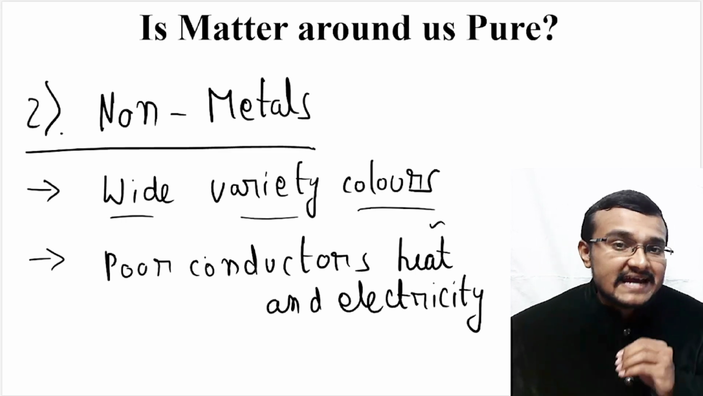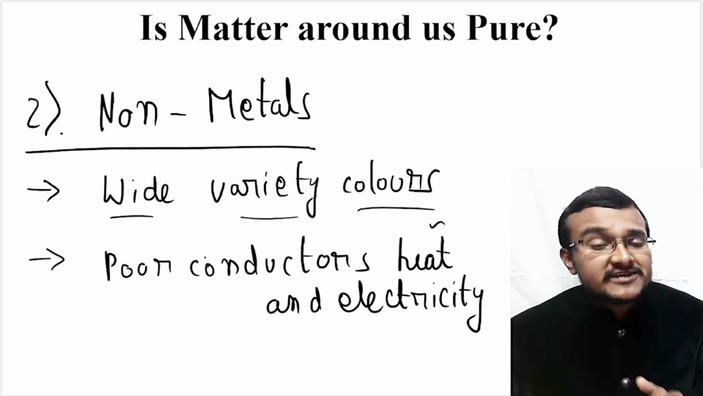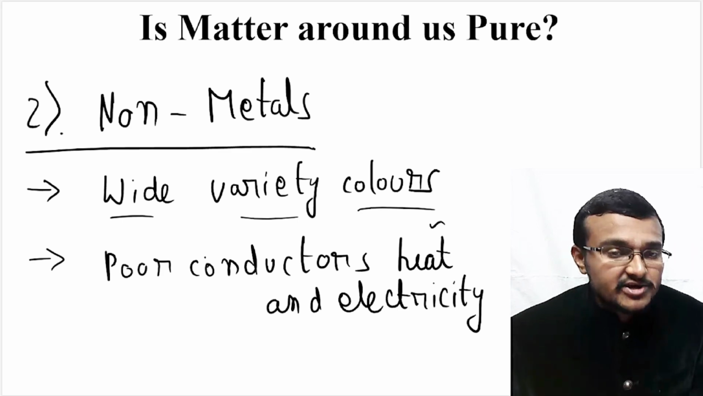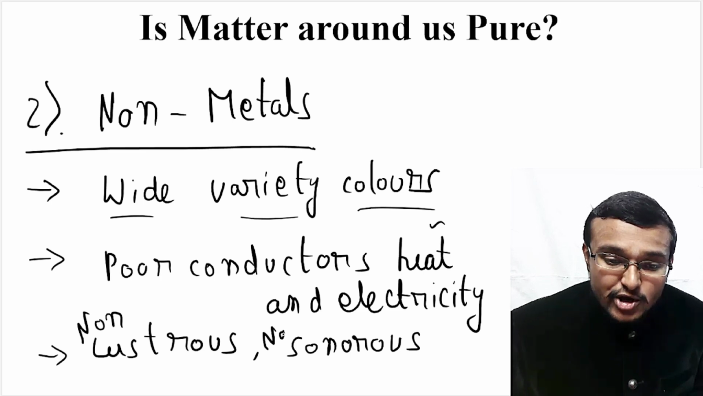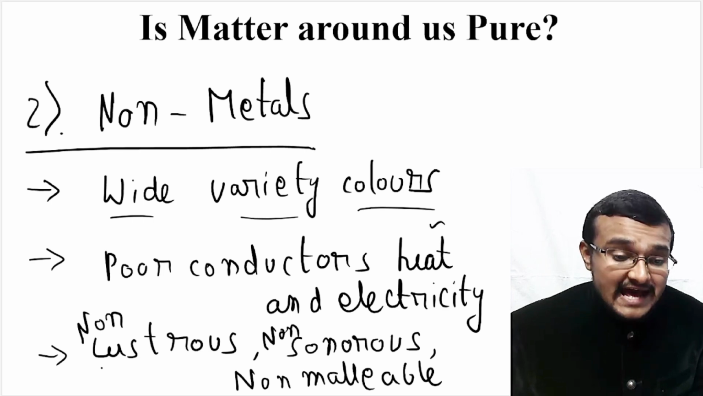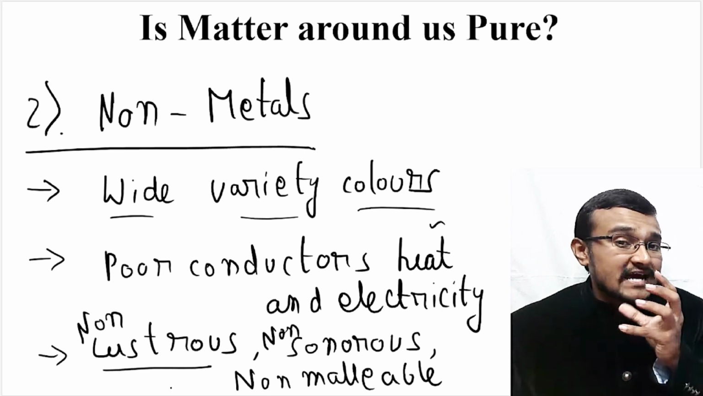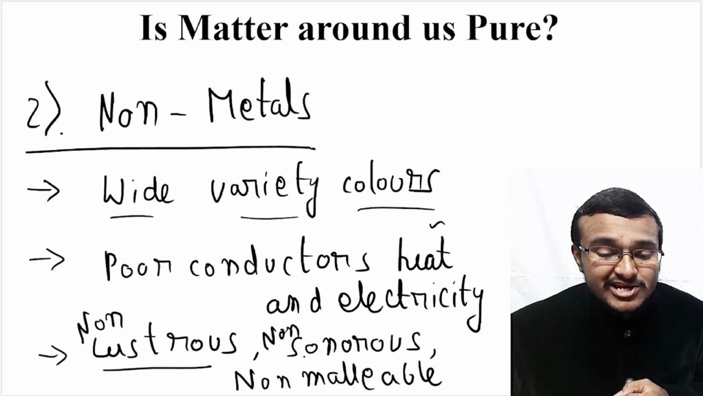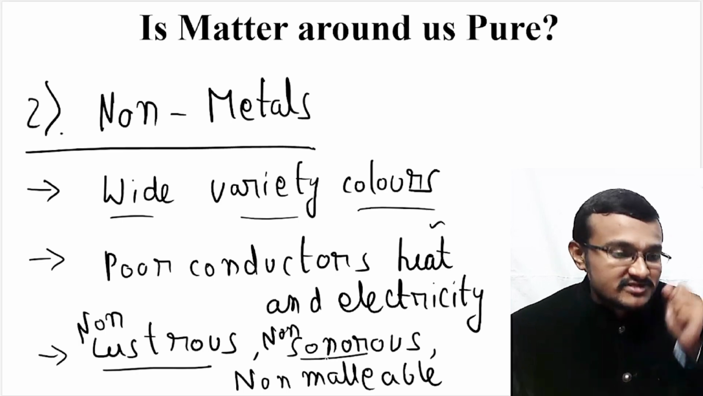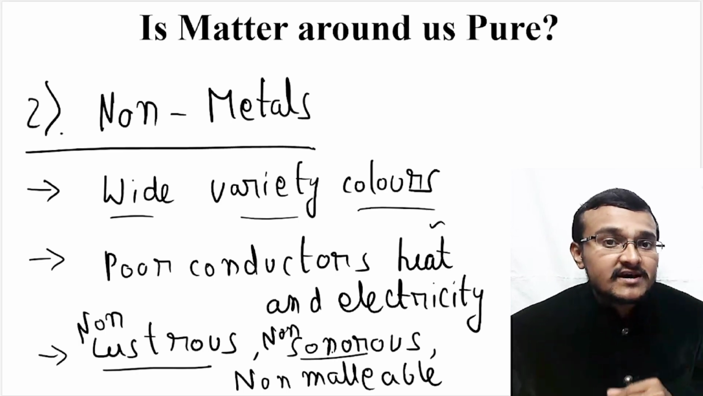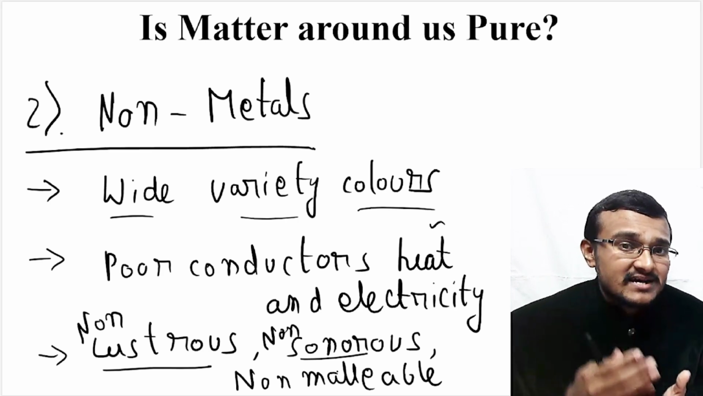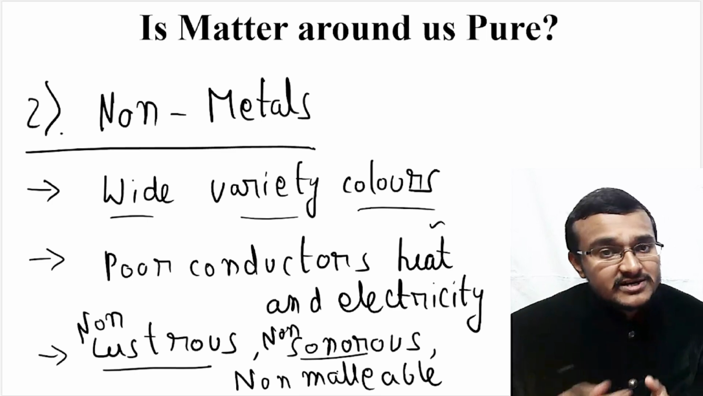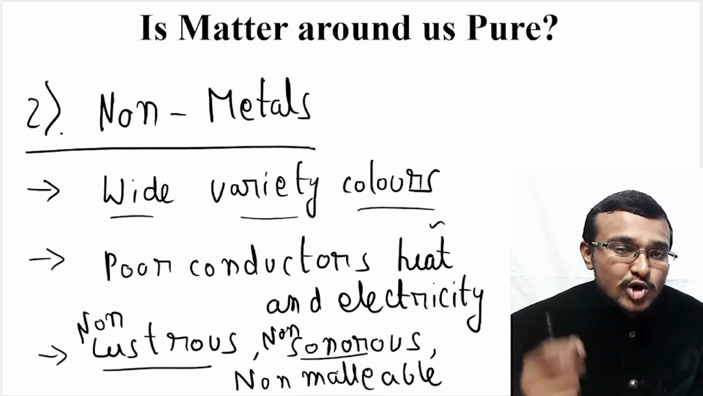In exams they can ask a question where you have to differentiate between metals, non-metals and metalloids. Non-metals are non-lustrous, non-sonorous and non-malleable. So they do not have a lustrous nature, that means they do not have a shiny appearance. They are not sonorous, that means when you hit these non-metals, you will not hear ringing sounds. They are also non-malleable. They cannot be easily hammered and converted into a desired shape.